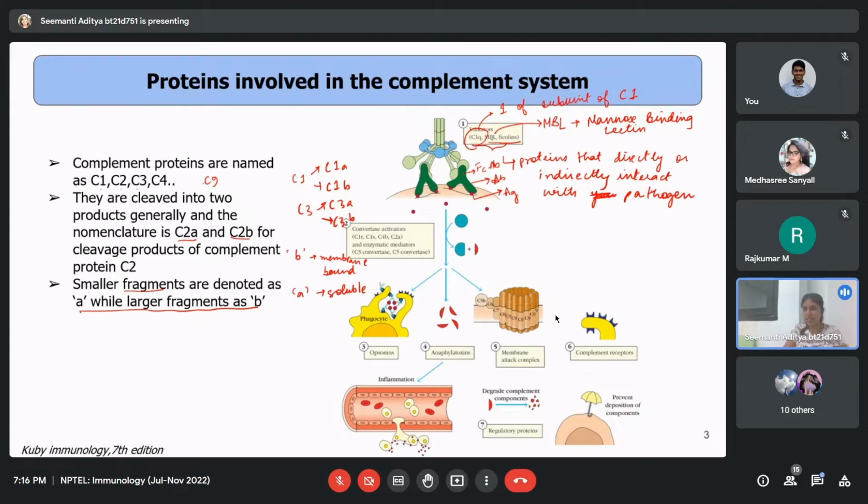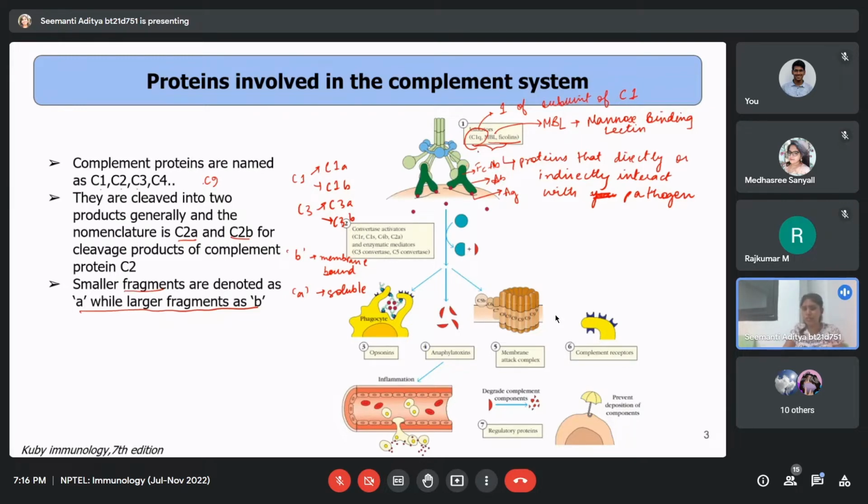So initiators belong to these three kinds of proteins generally. One is C1q, second is MBL or mannose binding lectin, and the third is ficolin. So these are the initiator proteins. Once the antigen is recognized by the antibody, or it is recognized directly by the complement proteins, like the pathogen recognizing proteins.